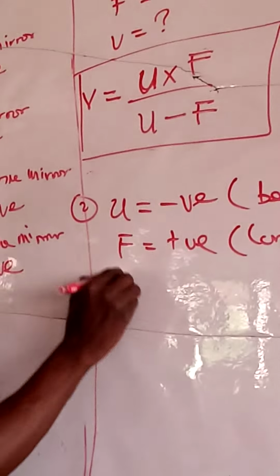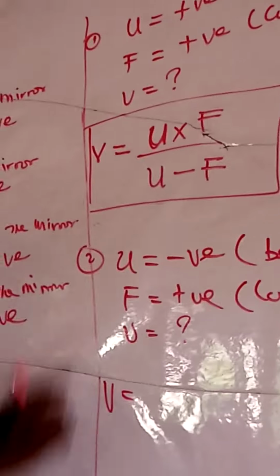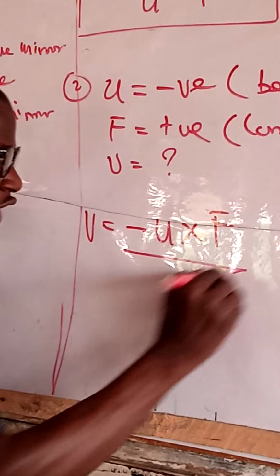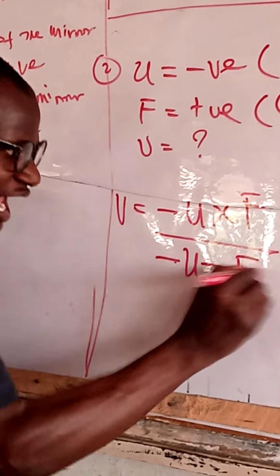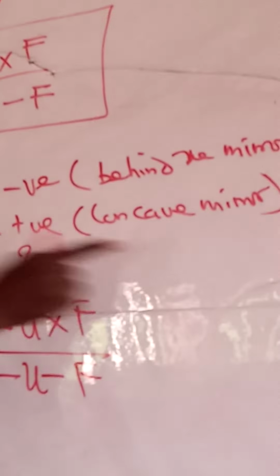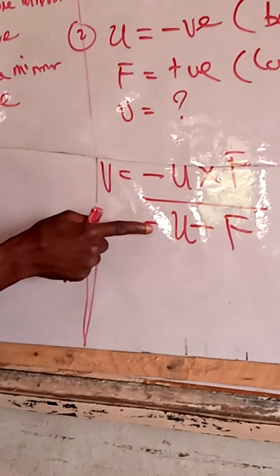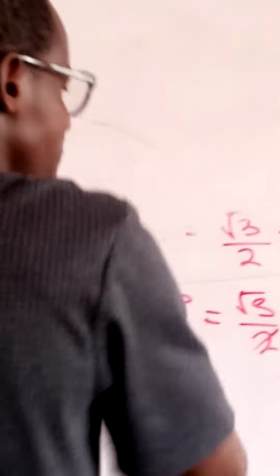Now we want to calculate our image distance, unknown, is going to be v. What is our u? Minus u times f all over minus u minus f. You know, because why is it minus? Because it is behind the mirror. So it's only this thing that we want to change here: we have negative in this place and also negative in this place.